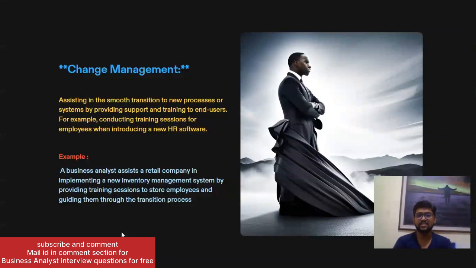Here is an example related to industry. A business analyst assists a retail company in implementing a new inventory management system by providing training sessions to store employees and guiding them through the transition process. So it's your task to give the training about the processes as well.